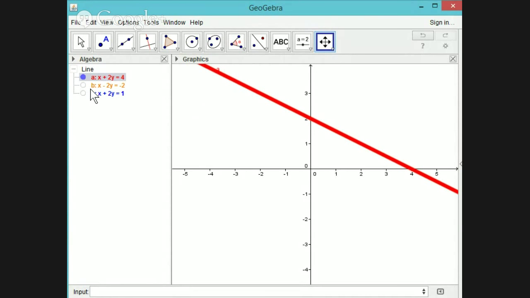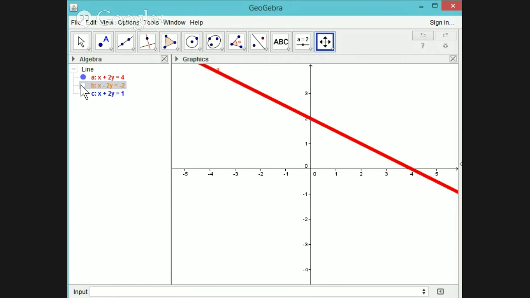And let's look at the line x minus 2y equals -2. Now you can see there that these two lines cross each other at one and only one point. So here x would be 1 and y would be 3 on 2. So that is a unique solution. That's the first case.